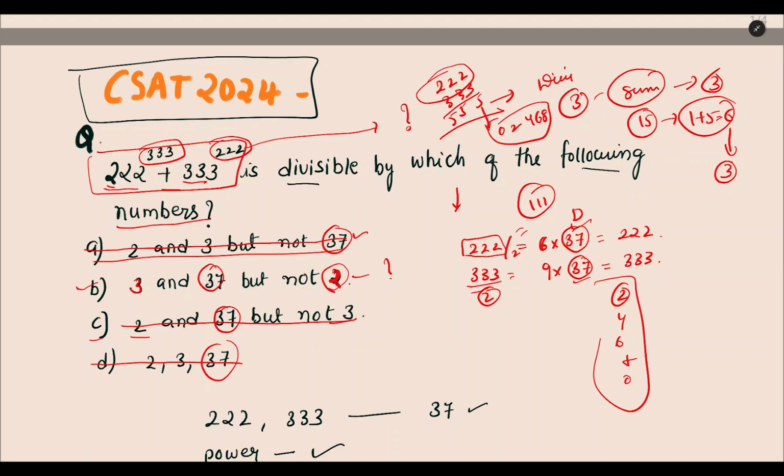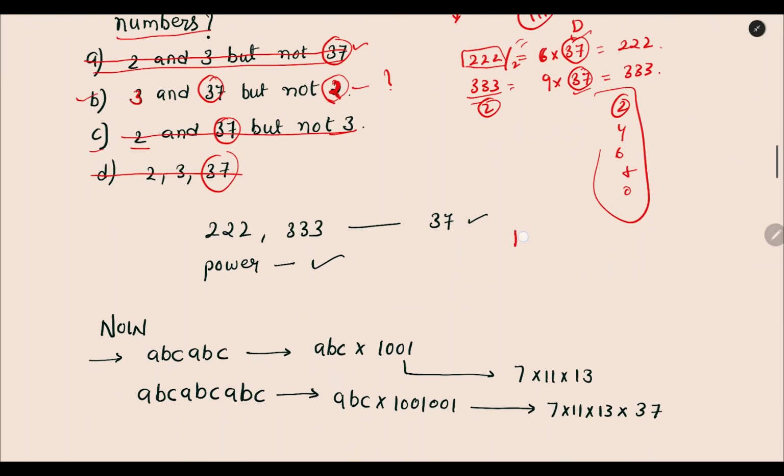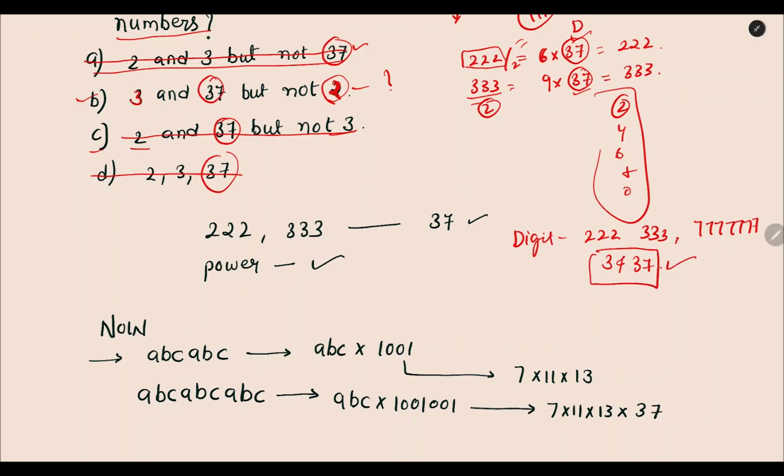So in simple words, I can say that if the same digit repeats, like 2, 2, 2, 3, 3, 3 and so on, 7, 7, 7, however many times we can write it, that number can be divisible by 3 as well as 37. I hope you are getting my points. Whenever the same digit repeats multiple times, that number will be divisible by 3 as well as 37. First point to be noted.